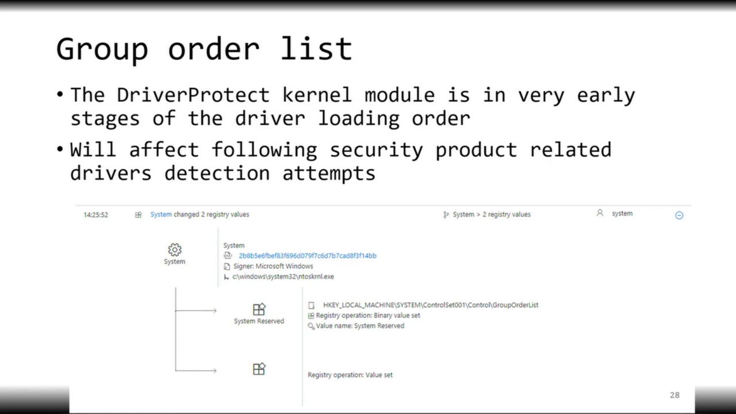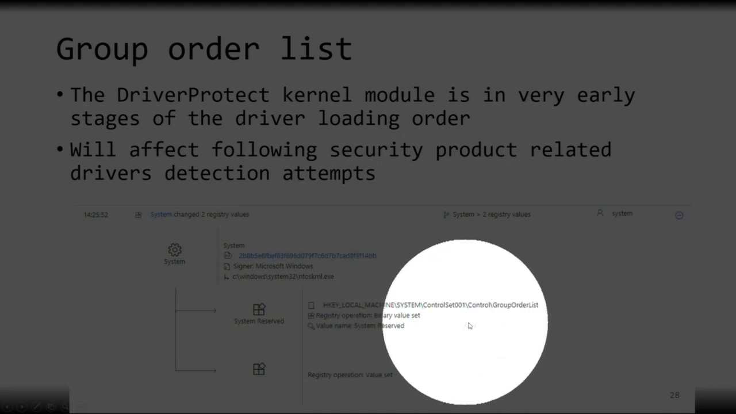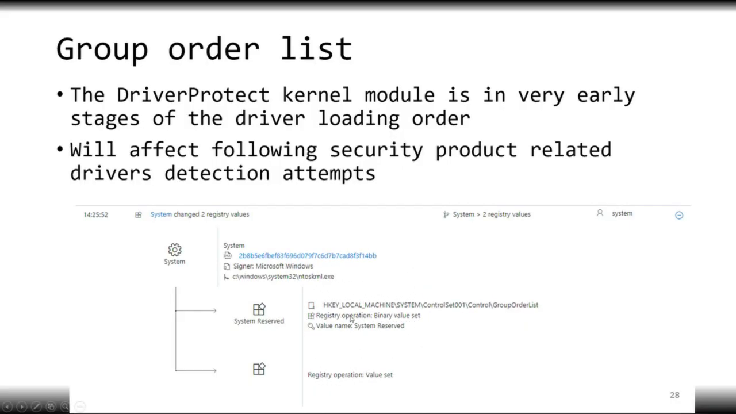The other way they maintain their persistence is by changing the group order list. They make themselves a very early stage of the driver loading order, so they minimize any chances that security product drivers kick in first. They just change this registry key, and they put themselves as the earliest driver that can be loaded after some built-in drivers.